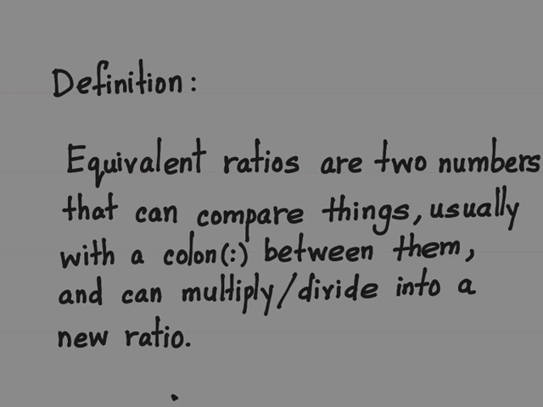The definition of equivalent ratios: equivalent ratios are two numbers that compare things, usually with a colon between them, and that can be multiplied or divided to make a new ratio. Okay, now there is a ratio 10:1:3.